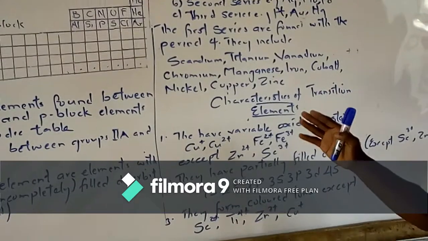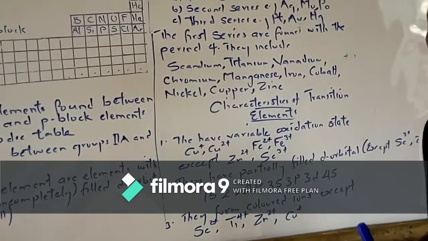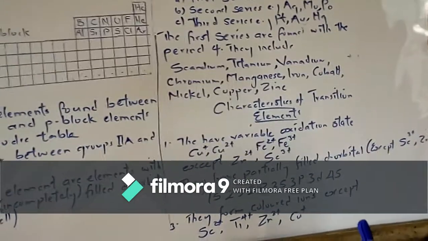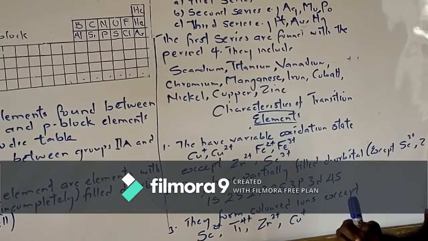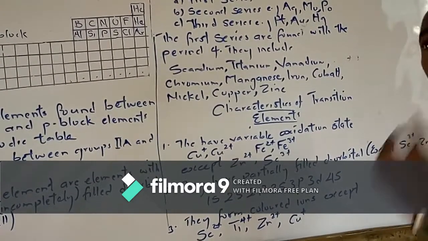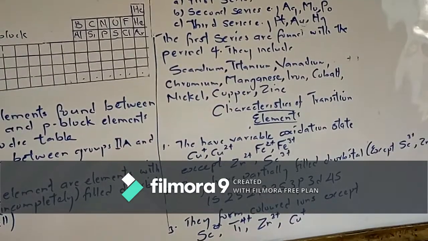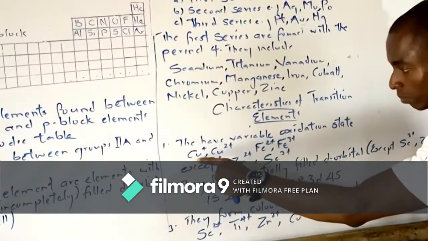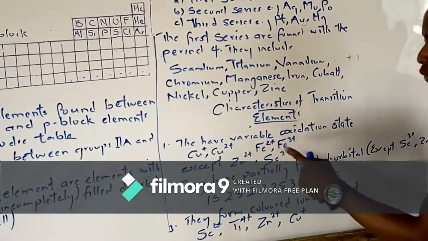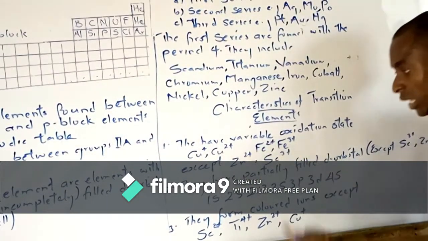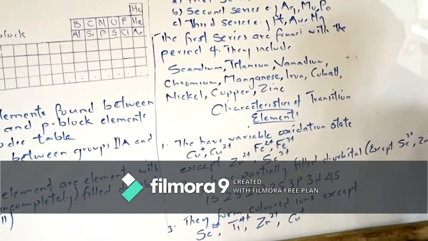But in transition metals, you will begin to see copper 1 plus, copper 2 plus, iron 2 plus, iron 3 plus, titanium 4, titanium 6, and the like. So they have variable oxidation states. For instance, you see copper 1, and again we see copper existing as copper 2. Look at iron, we have iron 2. We see iron existing as iron 3.